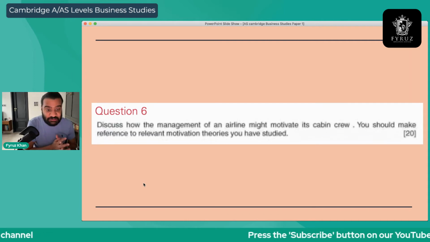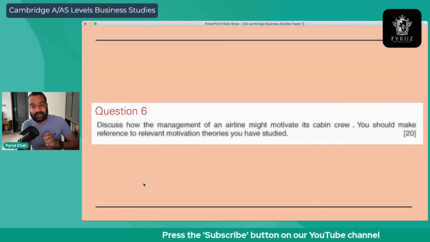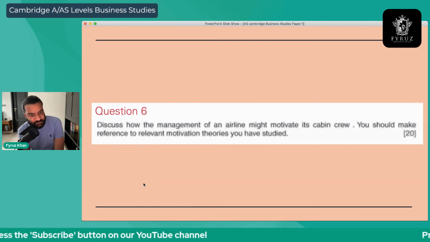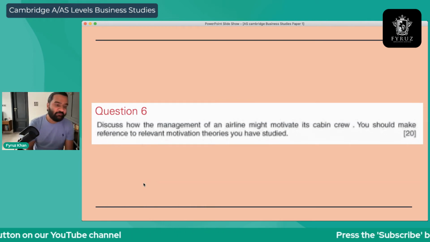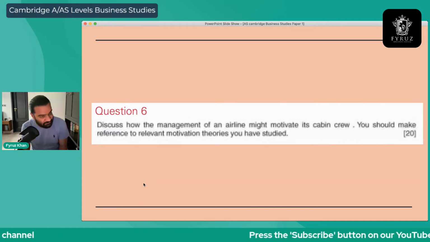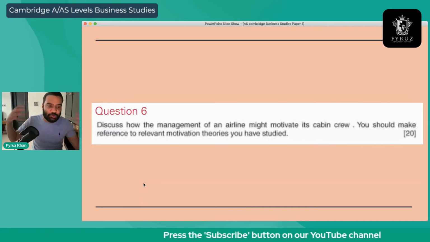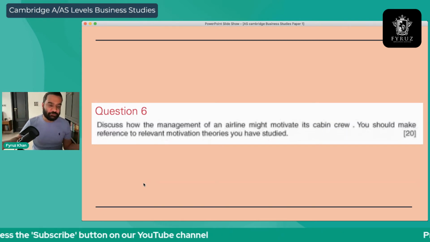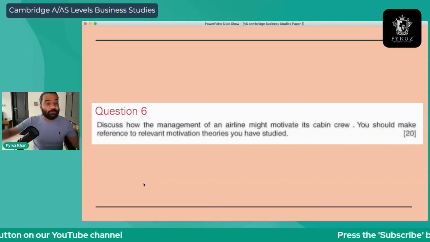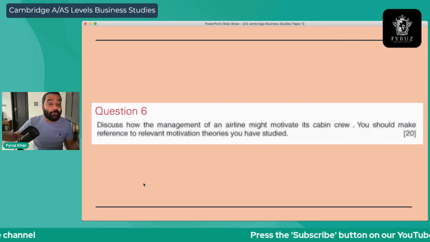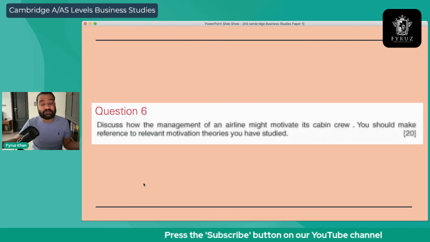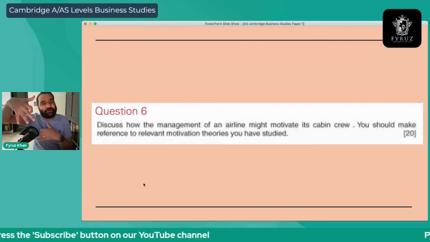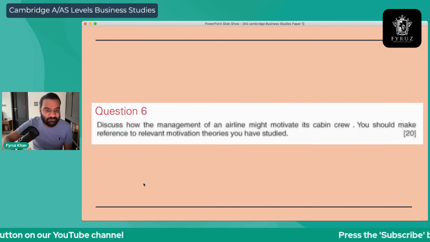For example, this question: discuss how the management of an airline might motivate its cabin crew. You should make reference to relevant motivation theories you've studied. If I were a student, I would have attempted this question because there's a lot to talk about in motivation. I have studied motivation really well and I'm also a teacher, but you could write a lot on motivation. There are so many things to write, you could draw diagrams, and you could do a lot with it. And just do one question. I think you can also save a lot of time. So let's have a look.